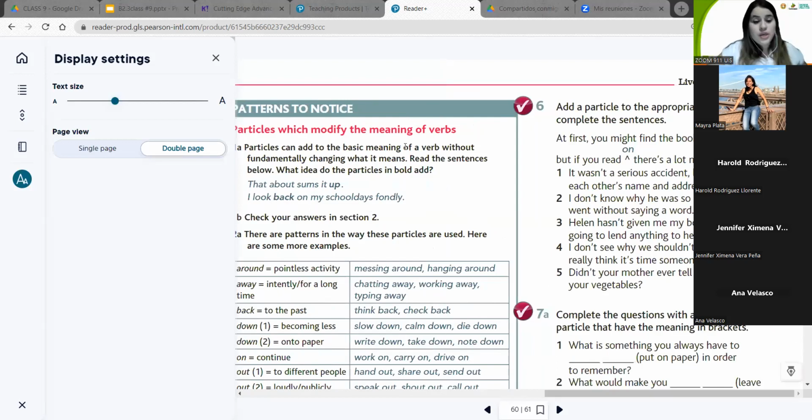We have an example here, and it says, at first, you might find the book a bit slow, but if you read on, there is a lot more action. If I say, but if you read on, what does it mean? Like if you continue reading, okay? You can say if you continue reading or if you read on.